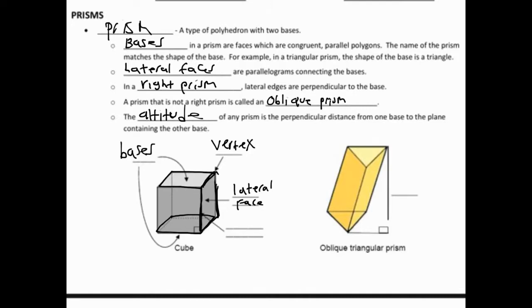And lastly, the edge that connects the two bases is going to be known as the altitude. This isn't always the case, but if you look here, this is going to be the altitude, the distance between the two bases. And if you look, this makes a 90-degree angle, so this cube is going to be known as a right prism. And then over here, this is an oblique triangular prism because the bases are not going to meet at 90 degrees. And this guy right here, going straight up from the top to the bottom, is going to be known as my altitude on this one.